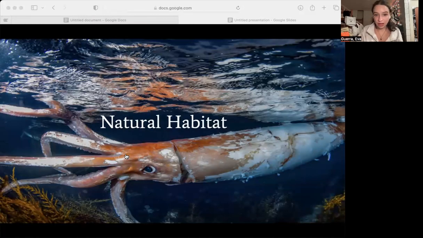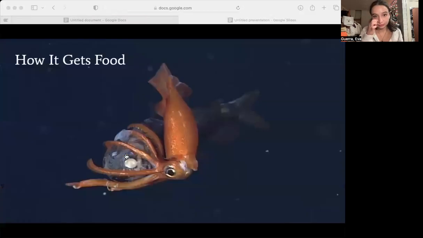So the natural habitat: most squids live in saltwater. The larger squids live in the deeper parts of the ocean, while the one we dissected would most likely be found in shallow parts of the ocean, scattered throughout different oceans. So this doesn't hang out necessarily in just the Atlantic or just the Pacific. It is scattered throughout the ocean.